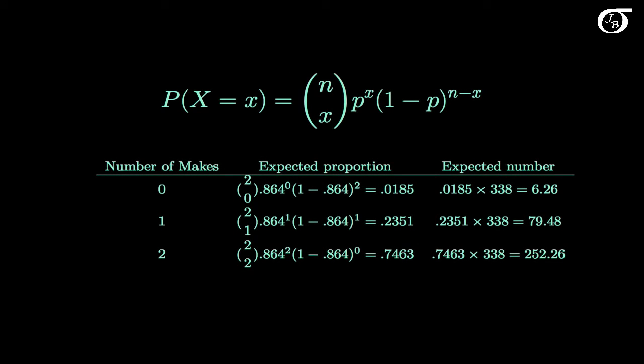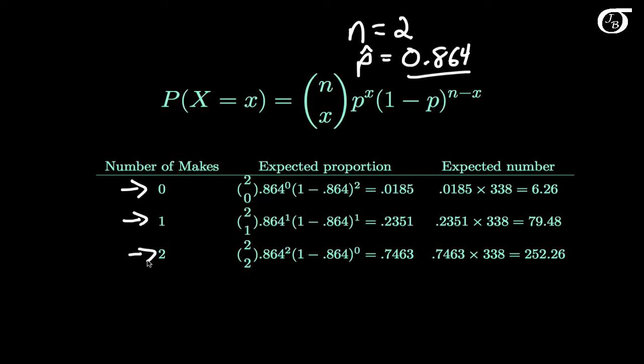The calculations are going to proceed in a very similar fashion to what we've done already. We use the binomial formula with an n of 2, except we've got a different value of p that we're using. We're going to use this p hat value that we just calculated of 0.864. That's what we're going to use in our binomial formula. We're going to do this for all the possibilities of 0 successes, 1 success, and 2 successes.